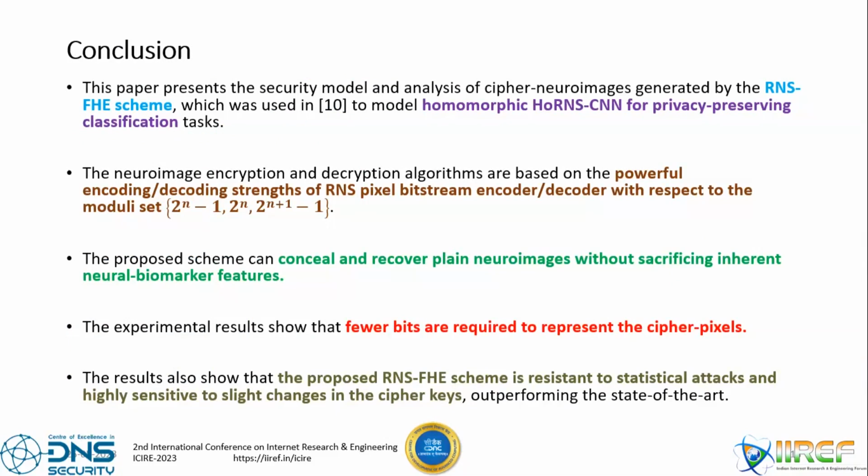The proposed scheme can conceal and recover plain neuroimage without sacrificing inherent neural biomarker features. The experimental results also show that fewer bits are required to represent the cipher images. Finally, the result also shows that the proposed RNS fully homomorphic encryption scheme is resistant to statistical attacks such as histogram and key sensitivity, and outperforms the present state-of-the-art homomorphic CNN. Thank you.